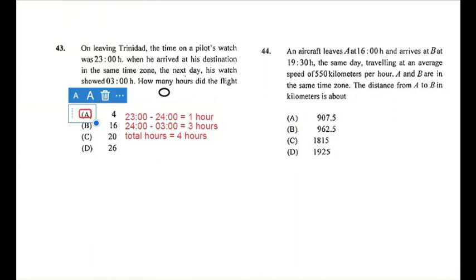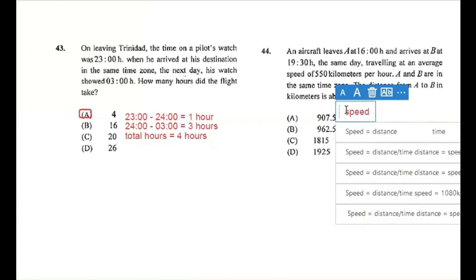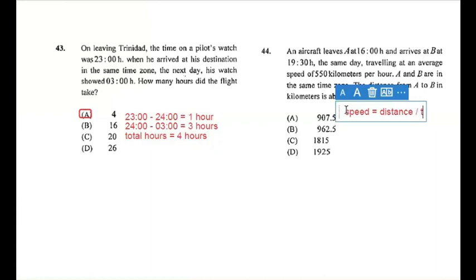So 44 states an aircraft leaves A at 4 o'clock, 4 p.m. that is, and arrives at B at 7:30 p.m. the same day, traveling at an average speed of 550 kilometers per hour. A and B are in the same time zone. The distance from A to B in kilometers is, so our formula for speed is equal to distance divided by time. And the question is asking us to find distance. So we're going to make distance the subject of the formula.